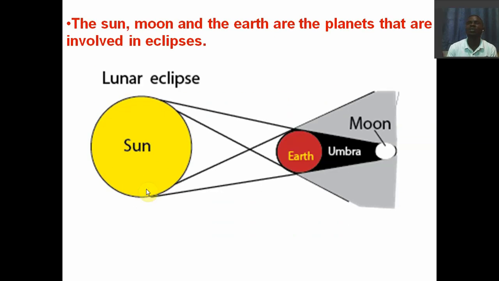Let's go on. The sun, the moon, and the earth are the bodies that are involved in the eclipse. Just like you can see here, we have the sun, we have the earth here, and we have the moon right here. So these three are the ones that are always involved in the eclipse.